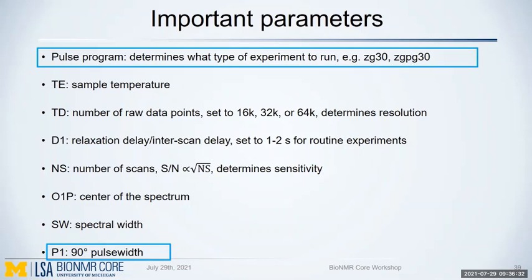So for the pulse program and its P1, the BioNMR core staff will actually set up those values for you, so that you only need to worry about those other parameters, and you may need to change them depending on your sample condition.